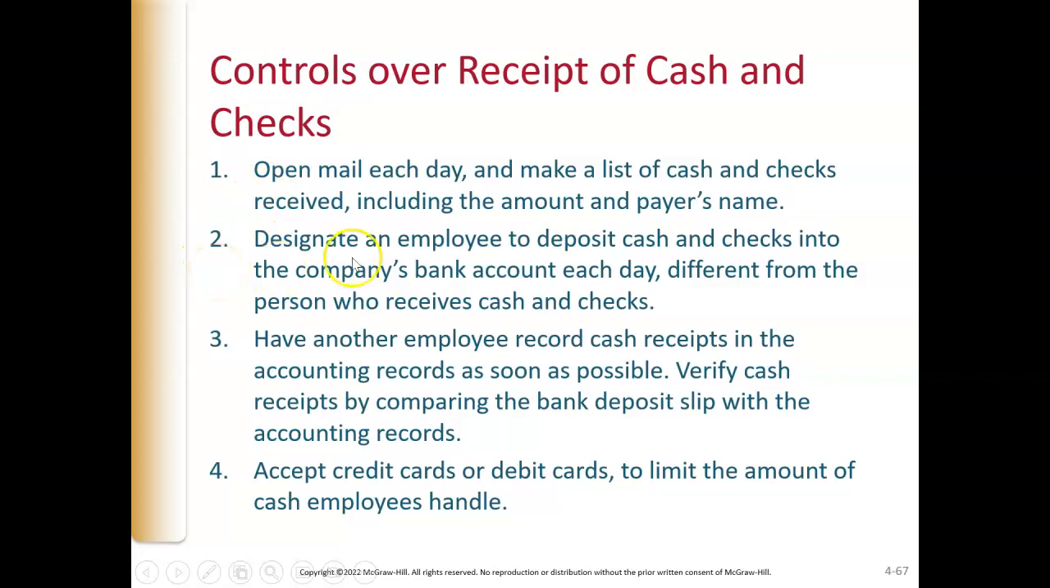You designate one employee to deposit cash and checks into the company's bank account each day, different from the person who opens the mail. Then you have another employee record the cash receipts in the accounting records. And you compare the cash receipts by comparing the bank deposit slip with the accounting records. Accept credit cards and debit cards to limit the amount of cash employees handle. That is happening everywhere. That is an effective control.